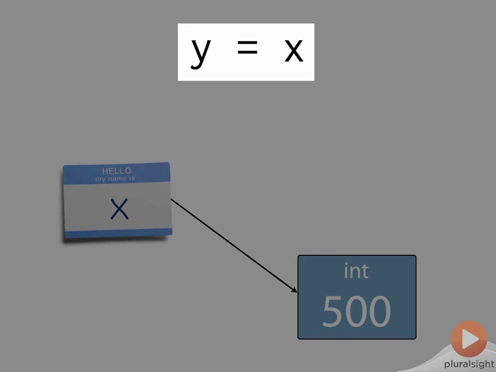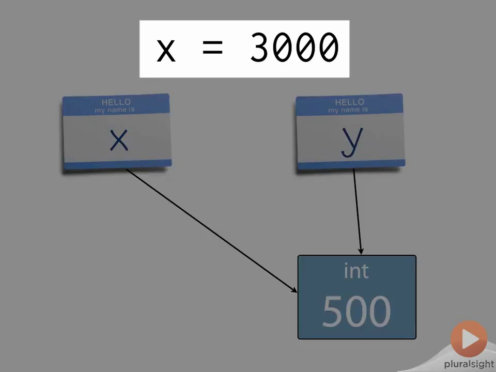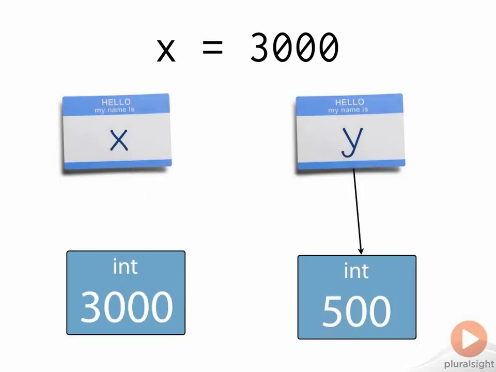When we assign from one variable to another, we're really assigning from one object reference to another object reference, so both references now refer to the same object. If we now reassign x, we have x referring to an int 3000 object and y referring to a separate int 500. And there is no work for the garbage collector to do, because all objects are reachable from live references.